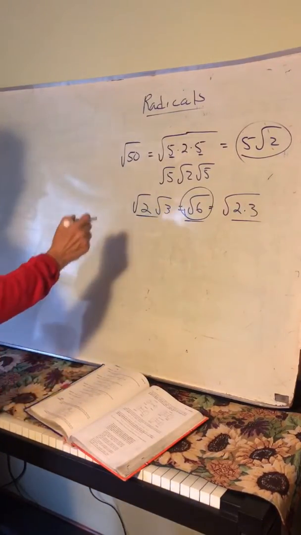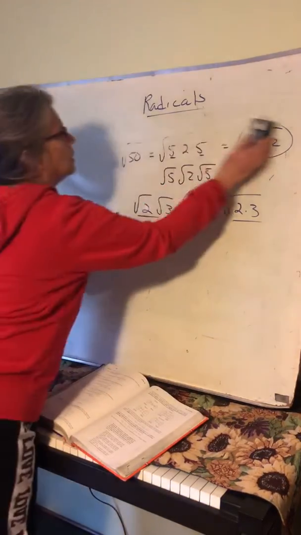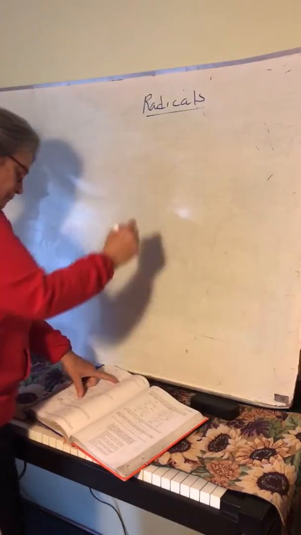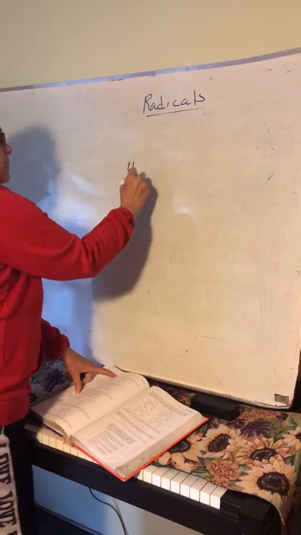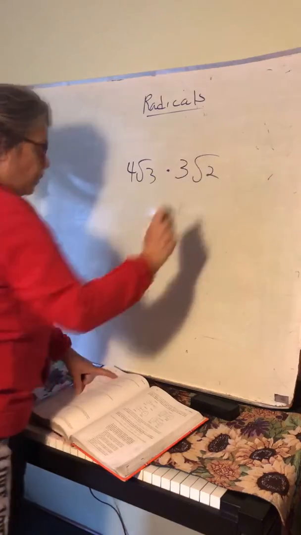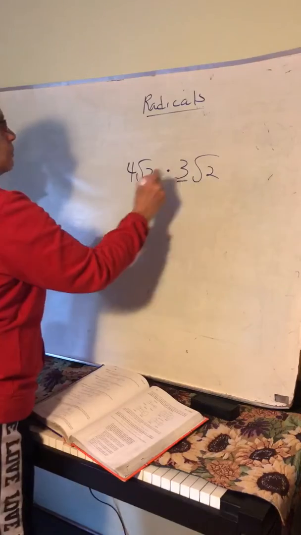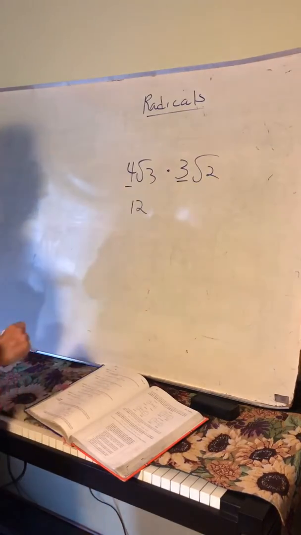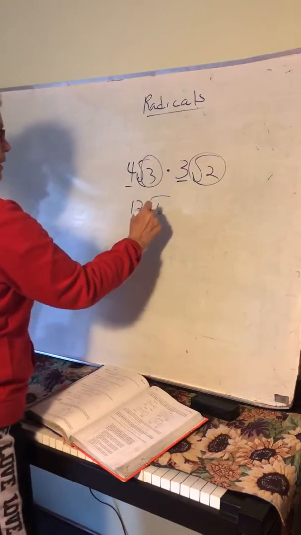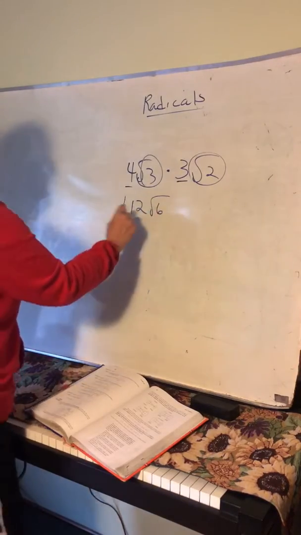What if we have, let me erase this here. What if we have 4 times the square root of 3 times 3 times the square root of 2. Okay, how do we do that? Well, we will multiply the whole numbers, 12, and then we can multiply the radicals, square root of 6. And that is the simplified form.